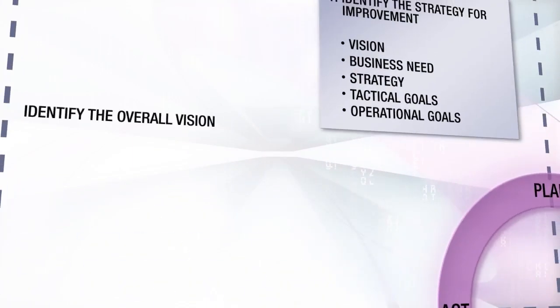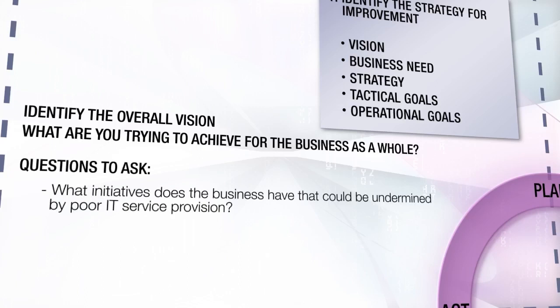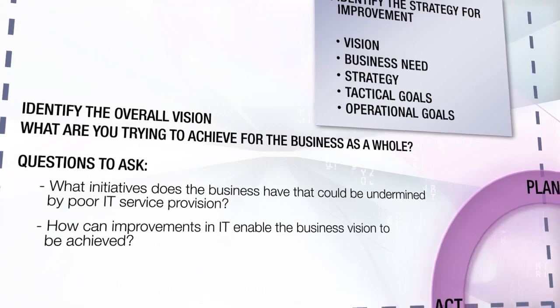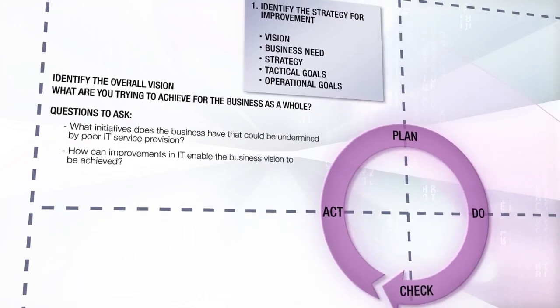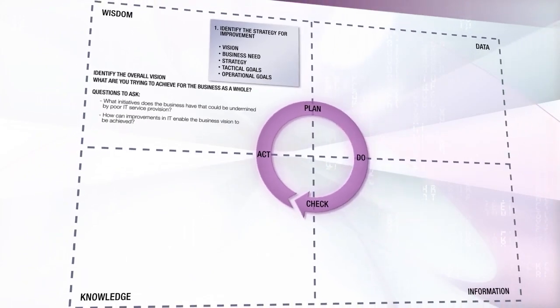Before any further activity can be started, it is imperative that the overall vision is identified. What are we trying to achieve for the business as a whole? The questions we need to ask are: what initiatives does the business have that could be undermined by poor IT service provision? Or, more positively, how can improvements in IT enable the business vision to be achieved? The answers to these questions will come from stepping through the 7-step improvement process.